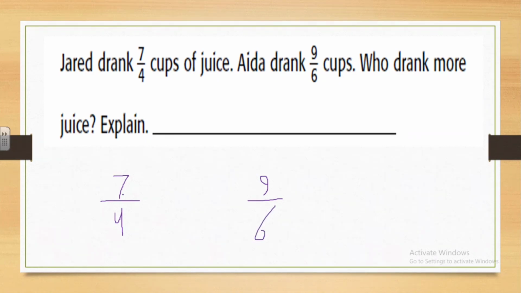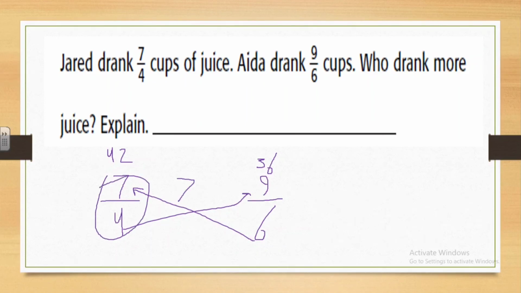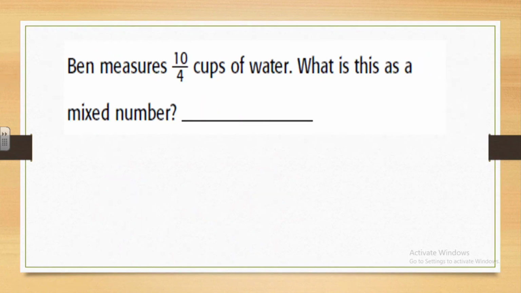We have different numbers in numerator and denominator. So if I want to know which fraction is the biggest one, we will make cross. We will start from down. So 6 times 7 equals 42, and 4 times 9 equals 36. So which is bigger, 36 or 42? Of course 42. So this fraction is the biggest one, and that belongs to Jared. So Jared drank more juice. You got it? Let's see the next one.